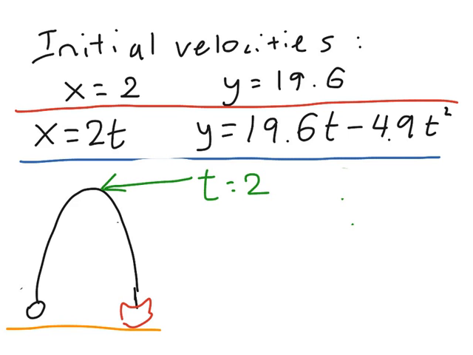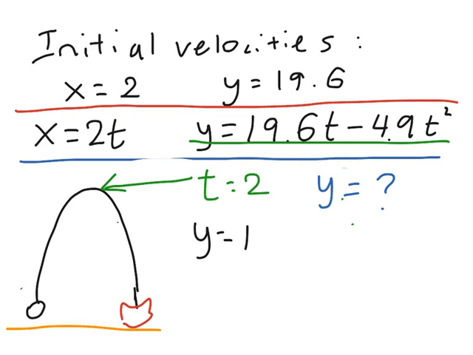Well, how high is the object? When we ask about how high, we are looking for a y. So going back to our y equation, we can do y equals 19.6t minus 4.9t squared. I know t is 2, so I can erase each of the t's, and replace them with a 2.